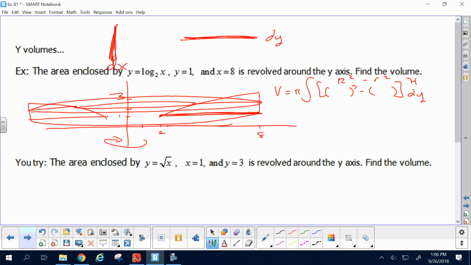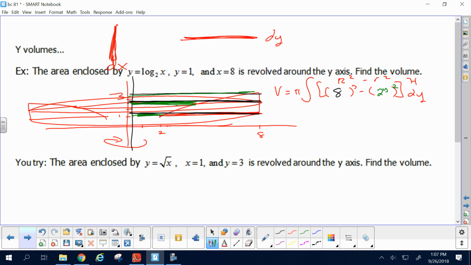Little or big R. Big R is the distance from the axis of revolution to the outside of the bigger circle. Is that always going to be the same distance or varying? Same. Big R is always 8. Little r is the radius of the little circle. Here's a little circle, here's a little circle, so on. Here's a little circle. So, is that little r constant or varying? Varying. It's the distance to the curve, but it has to be in y terms. So instead of log base 2, it's 2 to the y all squared.